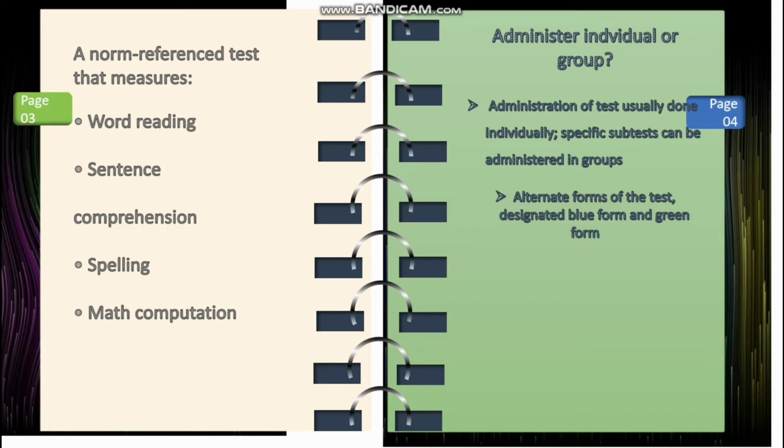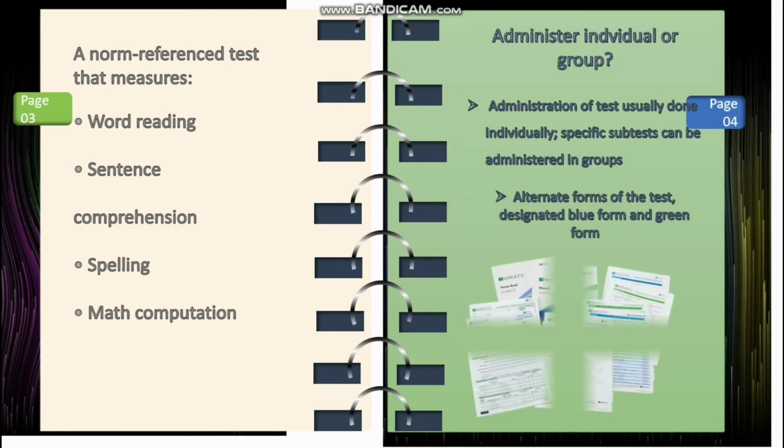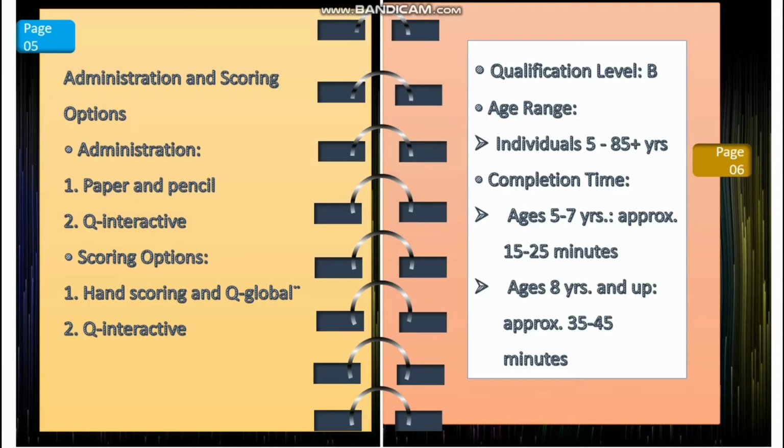There are alternate forms of the test, designated blue form and green form. These are the blue form and green form examples. These forms can be used interchangeably with comparable results, allowing for retesting within a short period of time. To prevent the potential practice effect of repeating the same items, the alternate forms can be administered together in a single examination.